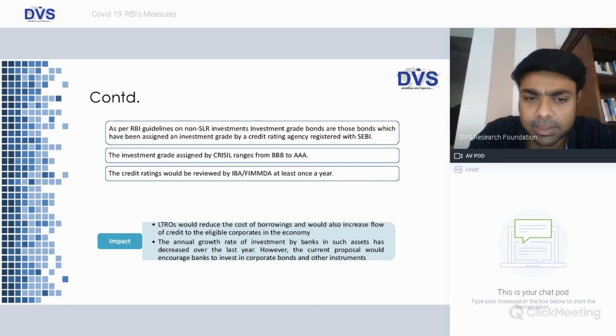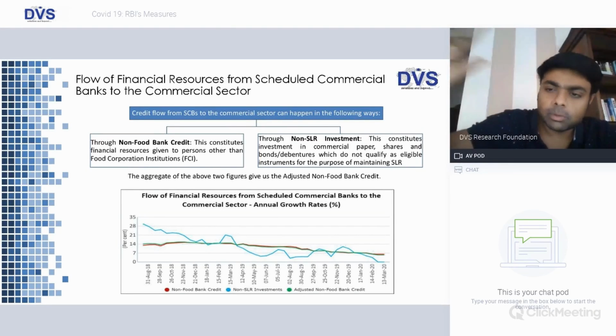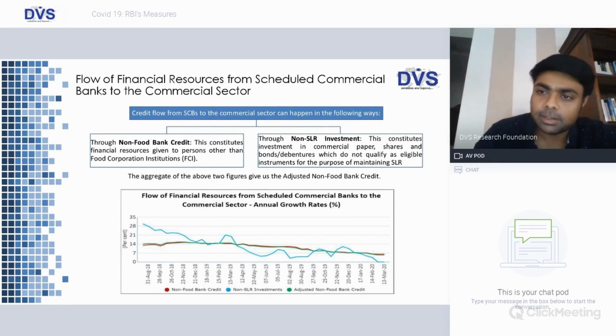Now, what effectively this impact is going to do, the LTRO or the long-term repo operations, is this would reduce the cost of borrowings and would also increase the flow of credit. The annual growth rate of investment by banks in such assets has been on the lower side, so the current proposal would definitely augment this growth rate. So we're talking about monies flowing to, of course, rated instruments. From there, it has to gradually percolate to the lowest levels of society.